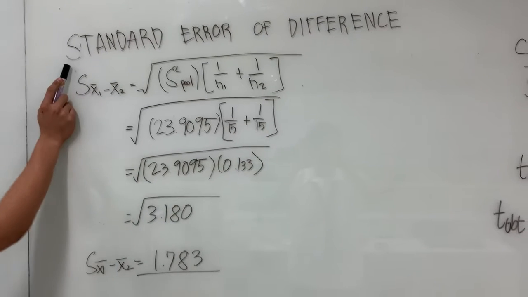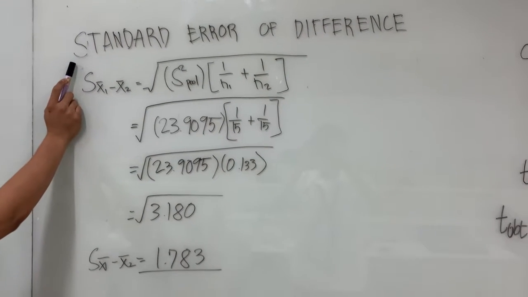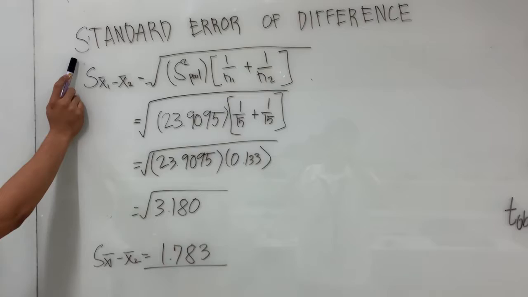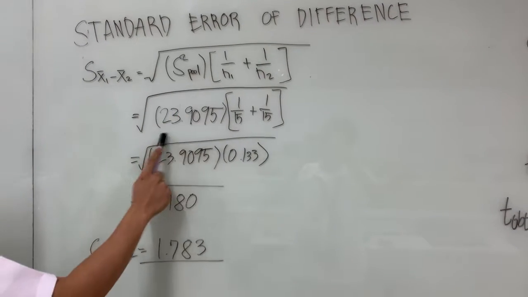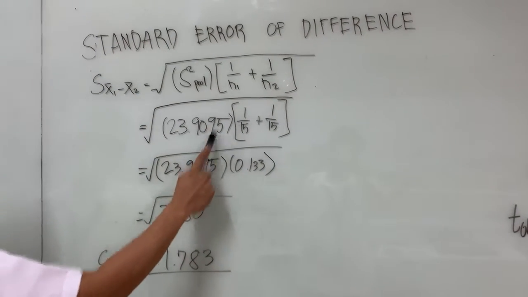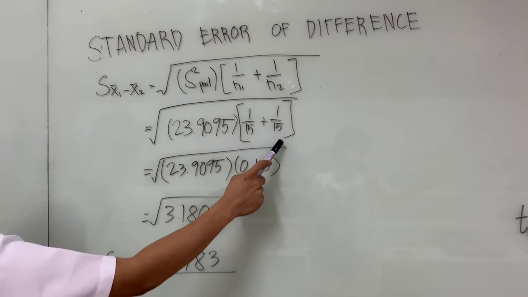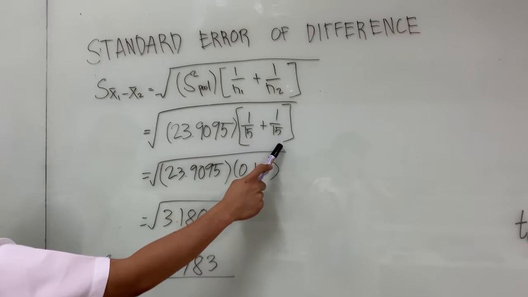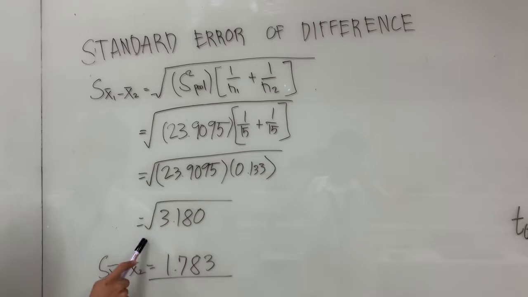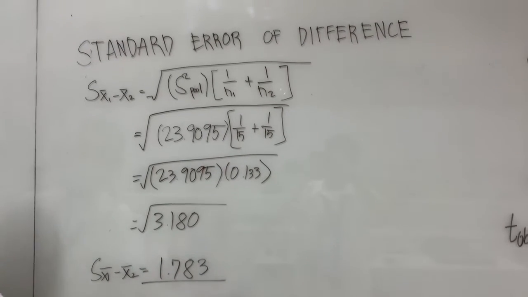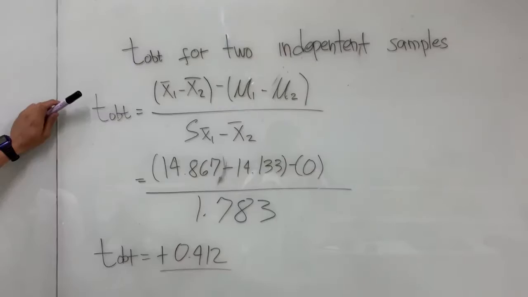Now we would have to find the standard error of the difference. Its formula requires the pooled variance, therefore we would input our acquired score of 23.9095 and also 15 for both total scores of male and female. Then, we will follow the procedure of its formula, and then we will have 1.78 as the value of our standard error of the difference.